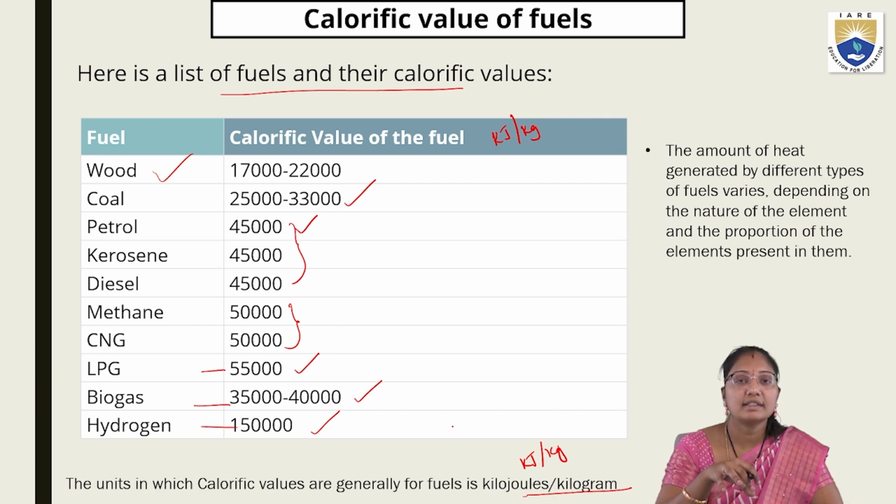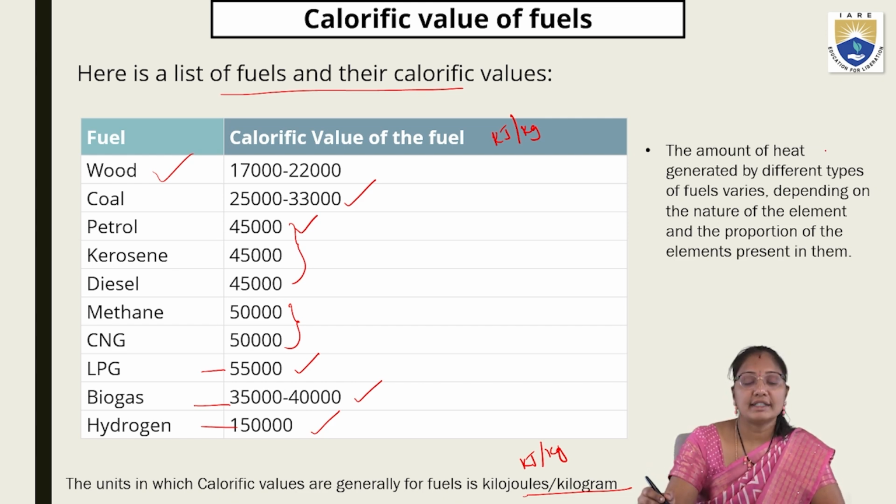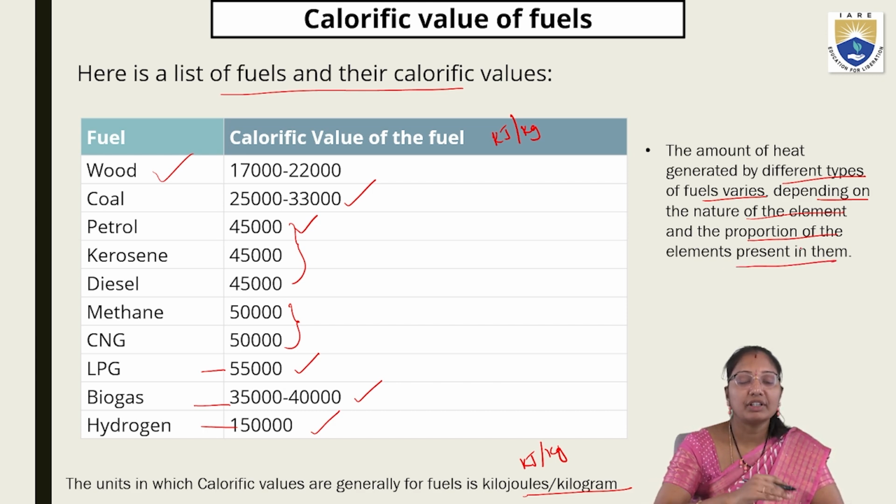1,50,000. So this is the calorific value of different fuels, which varies because the calorific value is determined by the composition of the fuel. As the composition differs, the calorific value of the fuel definitely differs. The amount of heat generated by different fuels varies depending on the nature of the elements and the proportion of the elements present in them. The varied proportion present in the fuels definitely results in varied levels of calorific value.